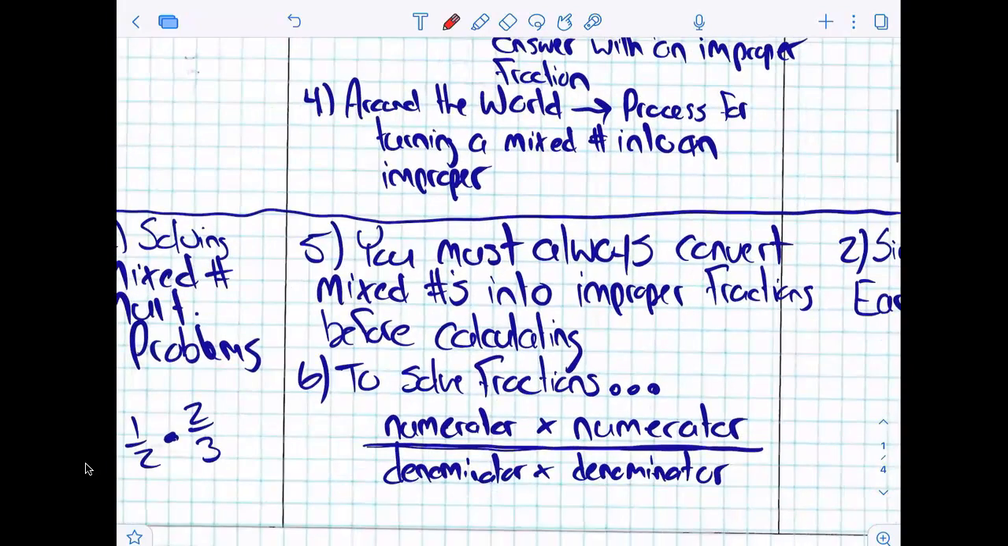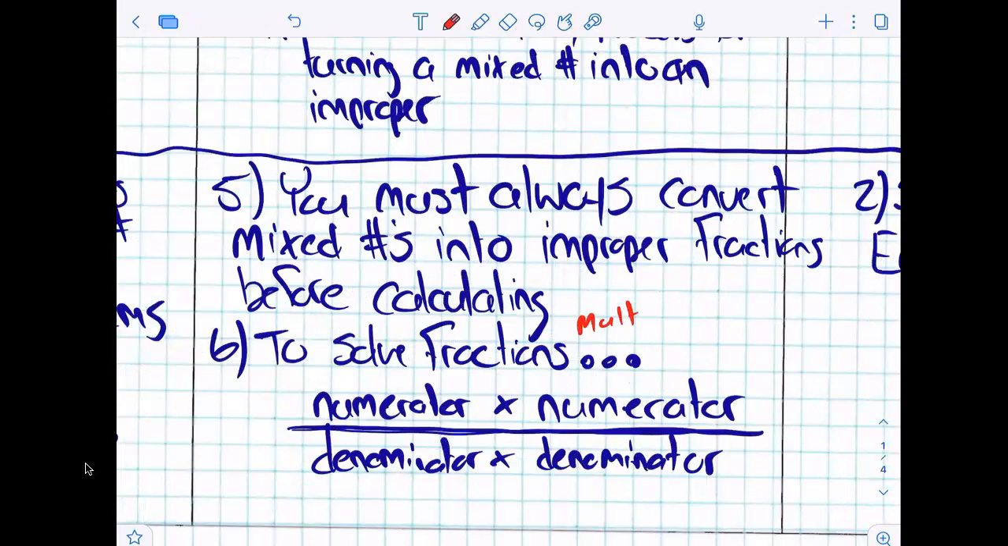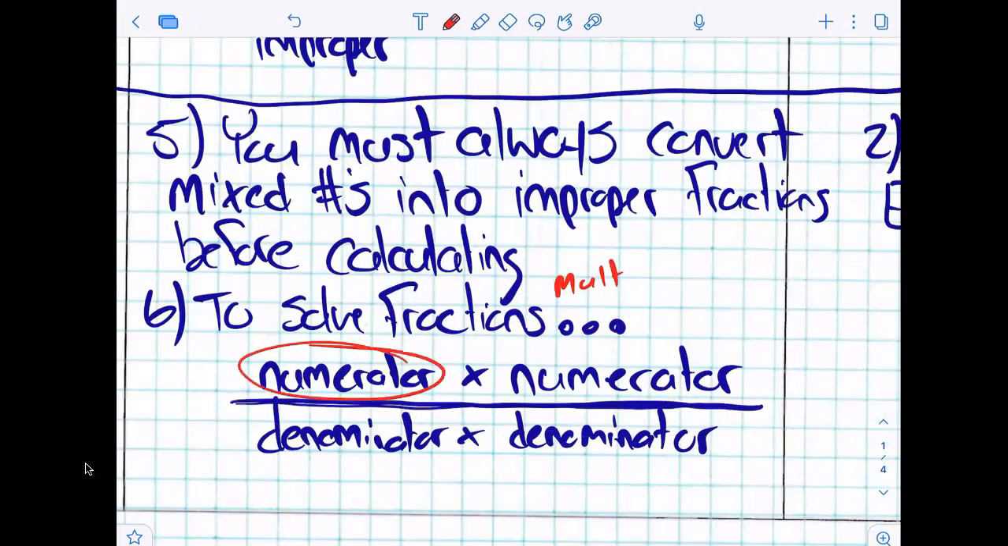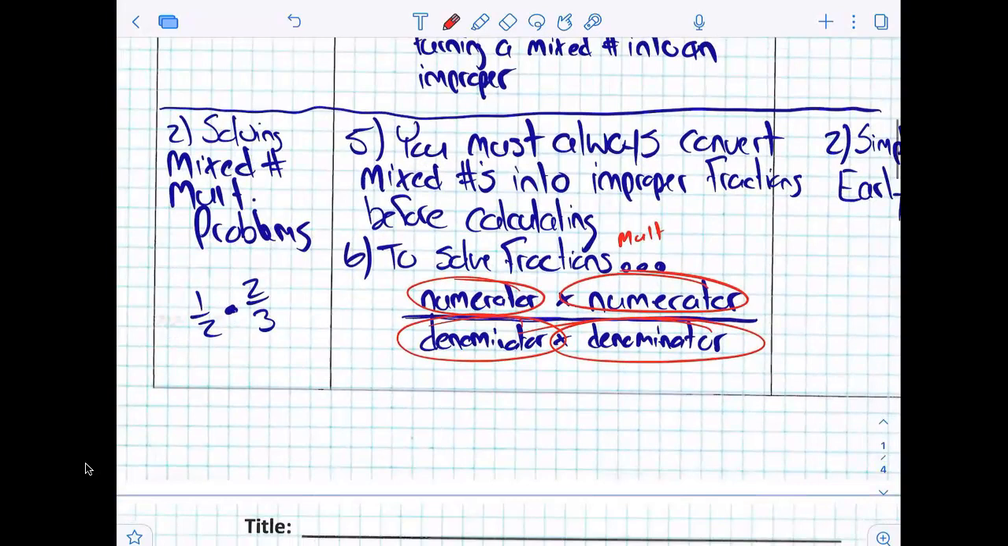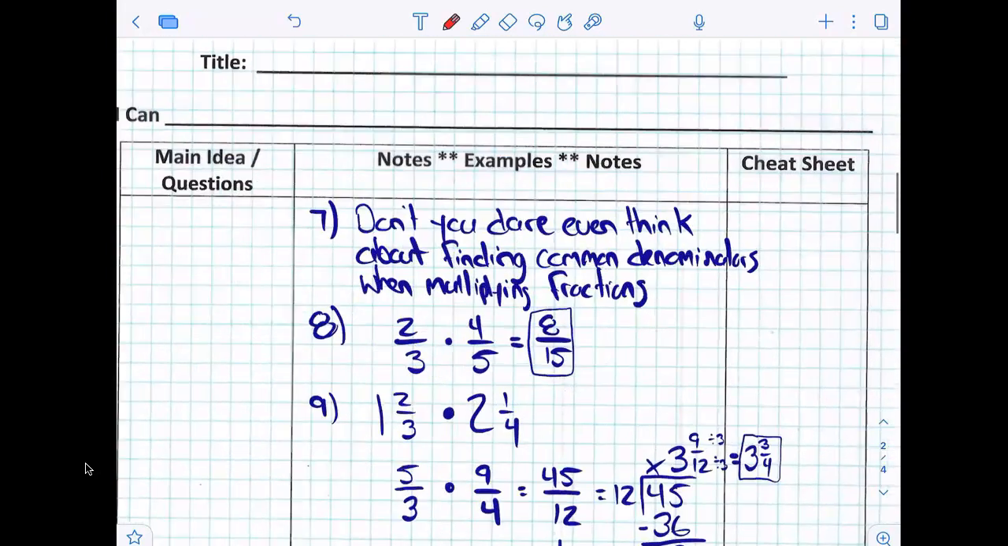Okay, to solve fractions using multiplication, I'm going to add that in there. To solve fractions using multiplication, we multiply the numerator by numerator, and we put it over top of the denominator, and then reduce if you have to, right? Yes. Okay. On the count of 3, let's read number 7.